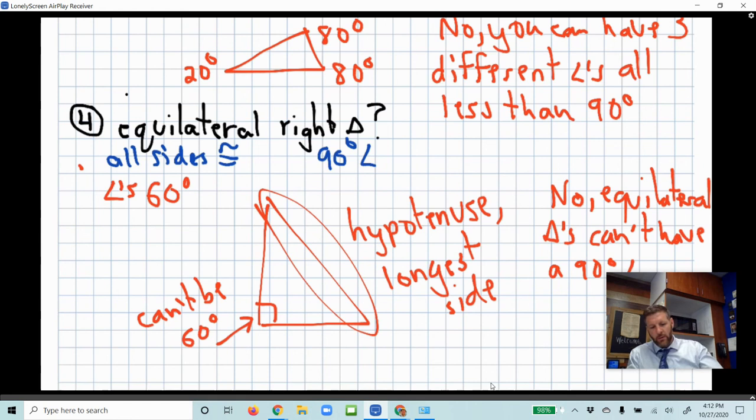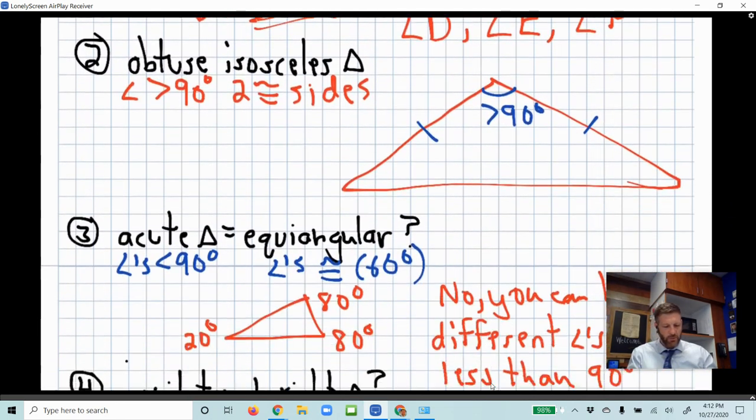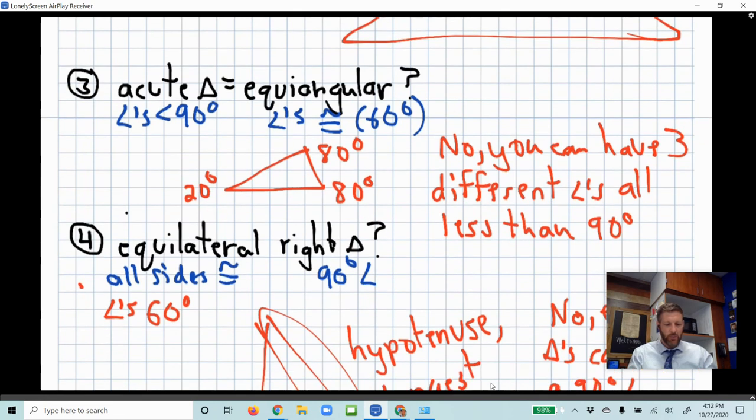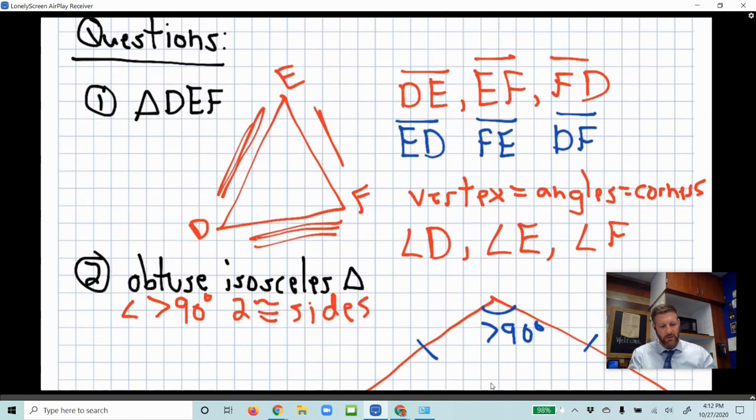So keep practicing. The key is the different classifications and realizing which ones can be compatible, like the isosceles obtuse, or which ones can't be compatible, like the acute equiangular or the equilateral right triangle, and various other forms. Those are some of the exercises. That's what they'll have you practicing.